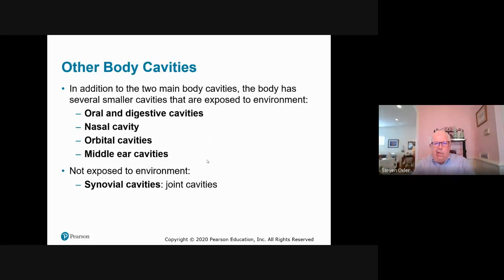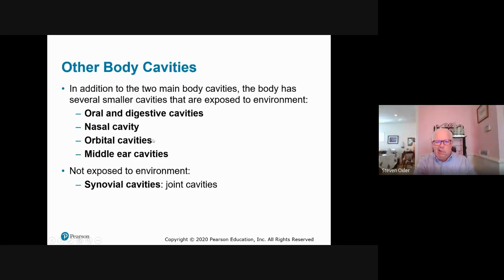The last thing we need to talk about are the other body cavities, the smaller body cavities. Okay. The majority of these smaller body cavities open to the environment. The oral and digestive cavities have 2 openings to the environment. Oral being mouth, digestive being anus. The opening is the mouth on the anterior side, and the posterior side is your digestive cavity, the anus, okay? The nasal cavity, obviously your nose is open to the environment. The orbital cavity, yes, your orbit is open to the environment.